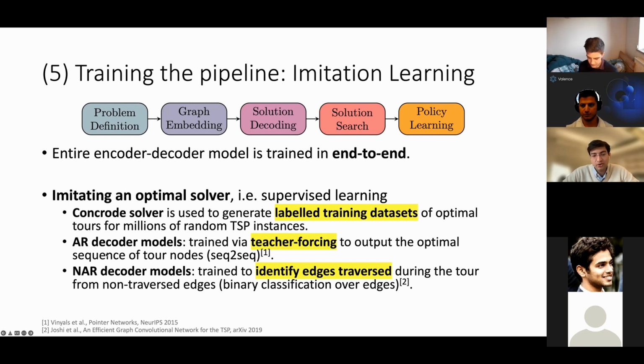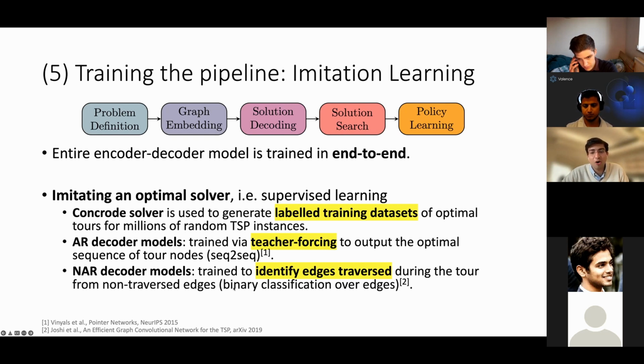Autoregressive models, as I said, were really mimicking seq-to-seq from NLP, and the way to train them is exactly the same, through something called teacher forcing, where you're outputting the optimal sequence of nodes. Then for the edge approach, the non-autoregressive heat maps, you can train these heat maps to simply make a binary classification over edges which belong or don't belong to the optimal tour. And this stuff works well as long as you have a solver.